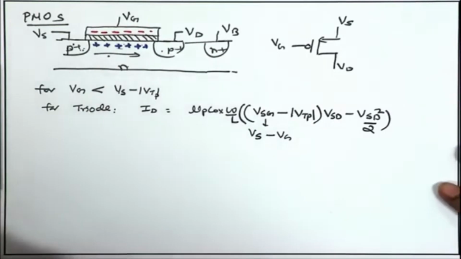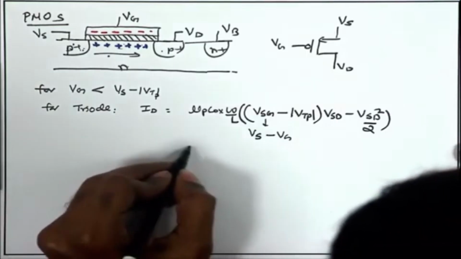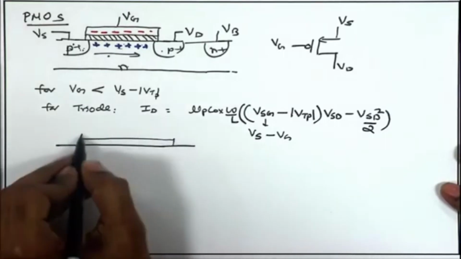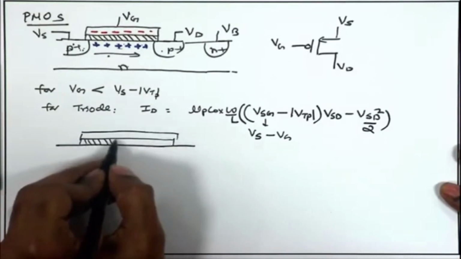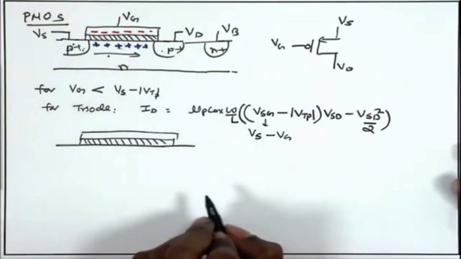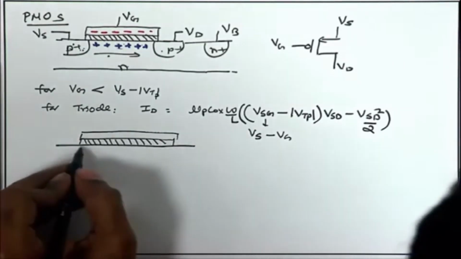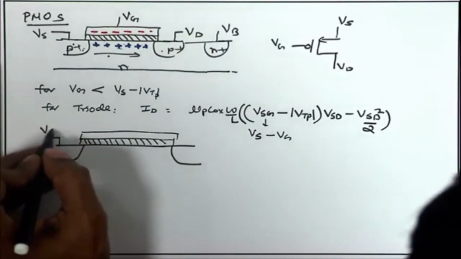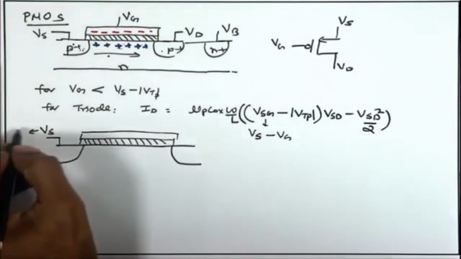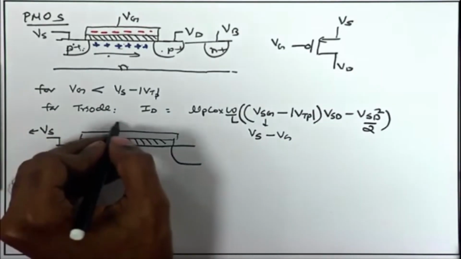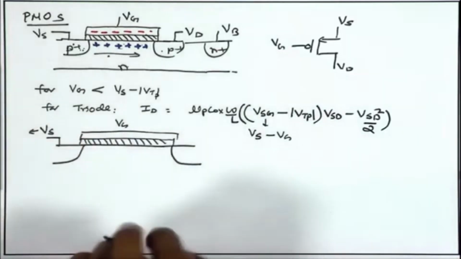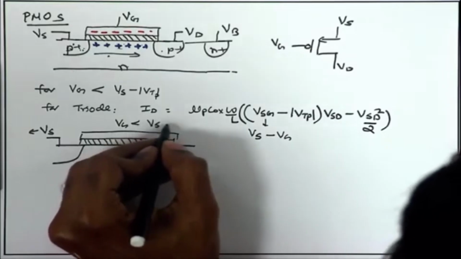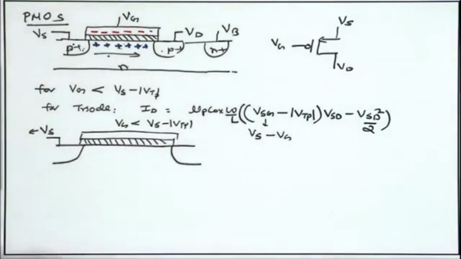So, if I once again talk about the channel length modulation concept, a similar concept is going to come into picture. If we go on reducing the drain voltage, suppose Vs is at a higher potential and you have a Vg which is lower than Vs by Vt. So, Vg is lower than Vs minus mod Vtp. So, you have a channel formed.